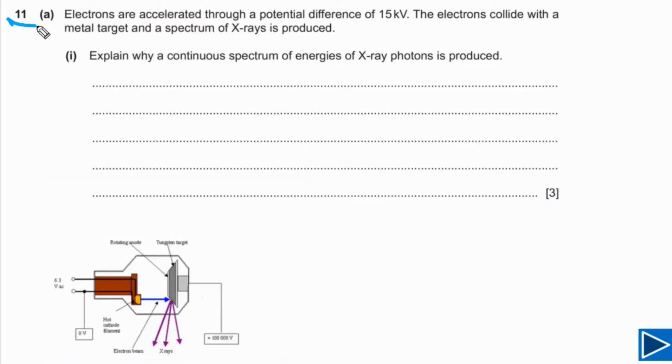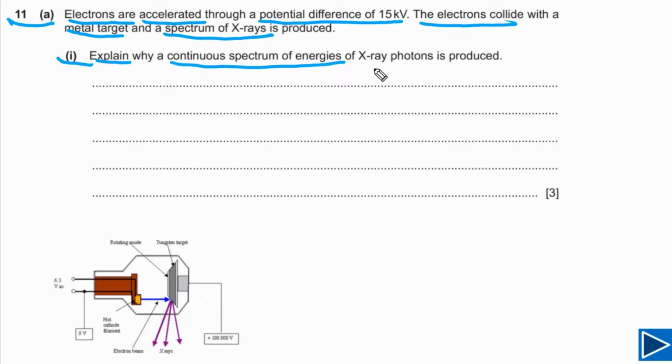For question number 11, part A, it is given to us: electrons are accelerated through a potential difference of 15 kilovolts. The electrons collide with a metal target and a spectrum of X-rays is produced. For part A1, we need to explain why a continuous spectrum of energies of X-ray photons is produced. First of all, let's try to understand production of X-rays.